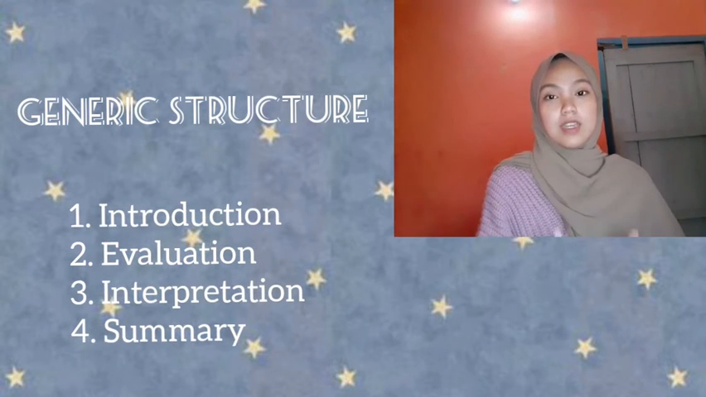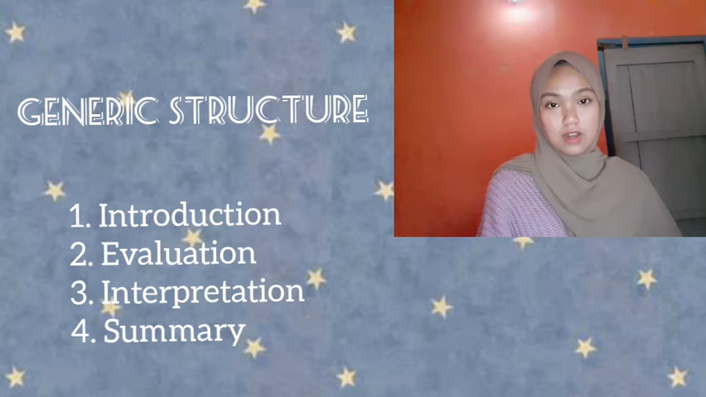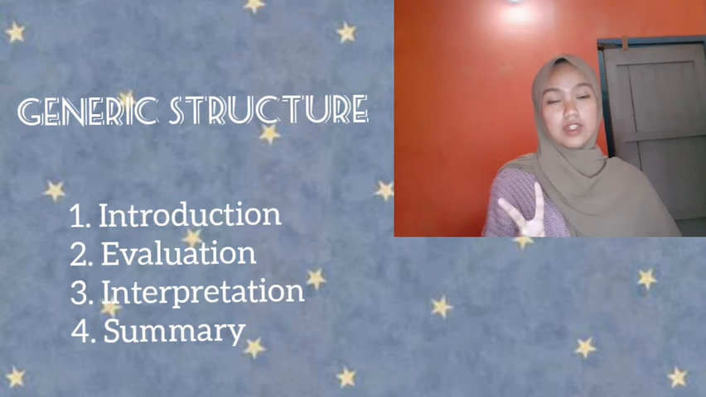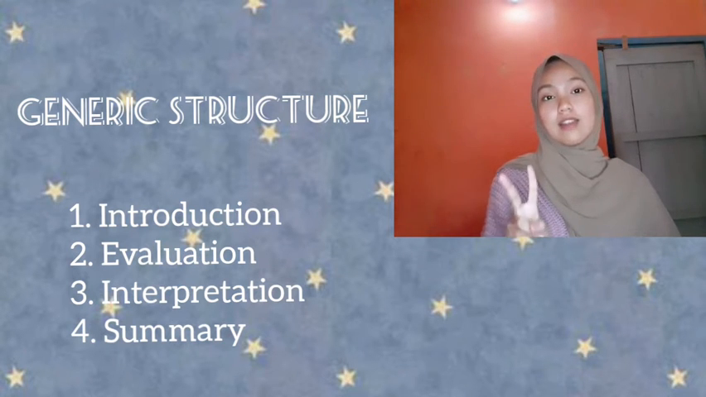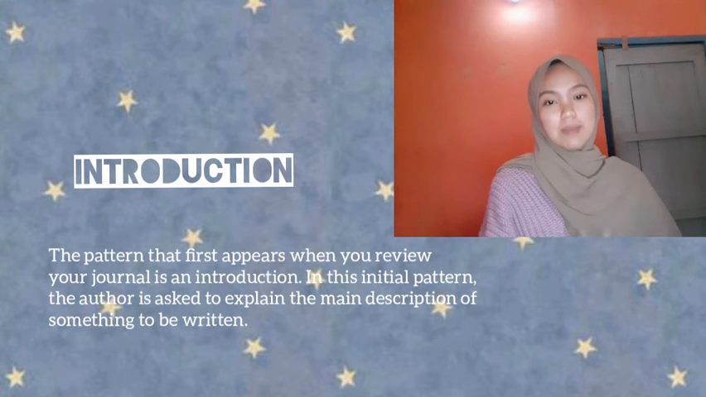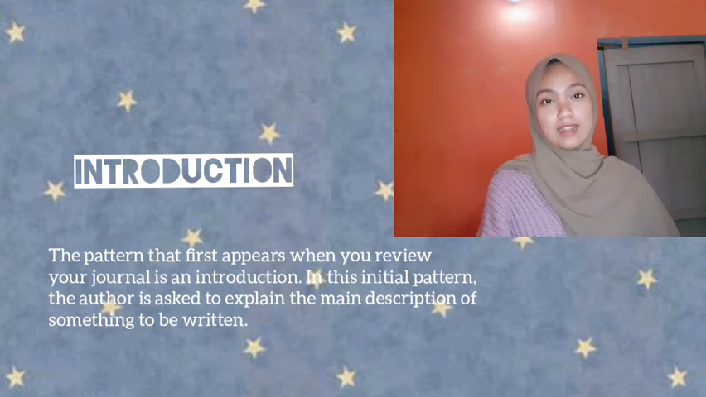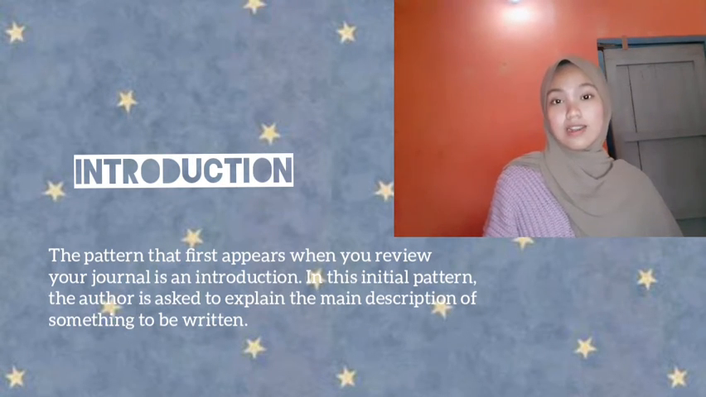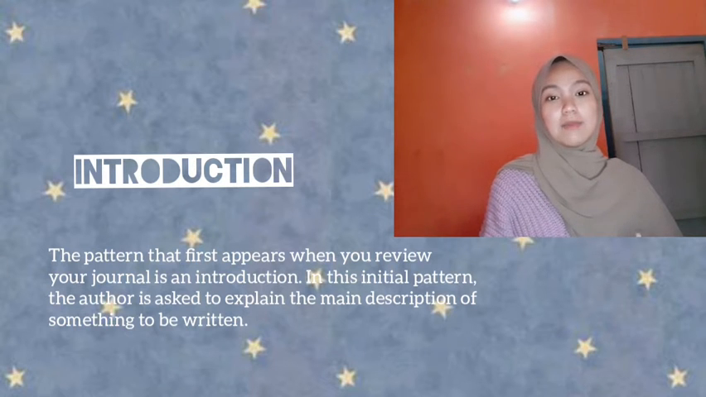And the next is, what is the generic structure of a journal review? First, orientation. Second, evaluation. Third, interpretation. And the last is summary. The first is introduction. The pattern that first appears when you review a journal is an introduction. In this initial part, the author is asked to explain the main description of something to be written.